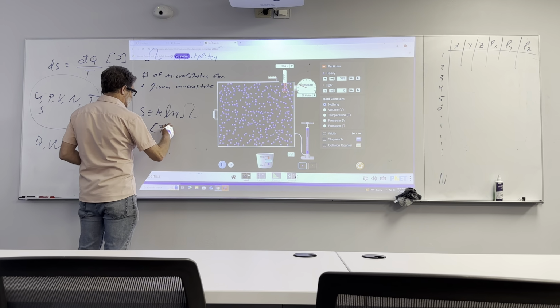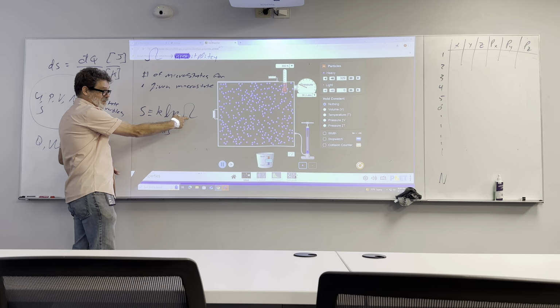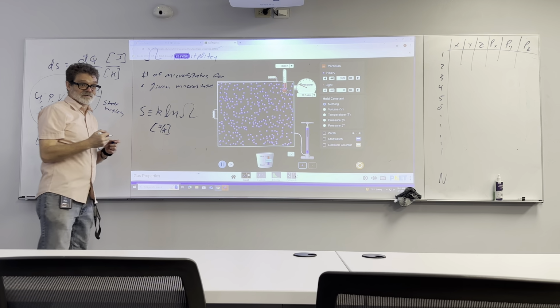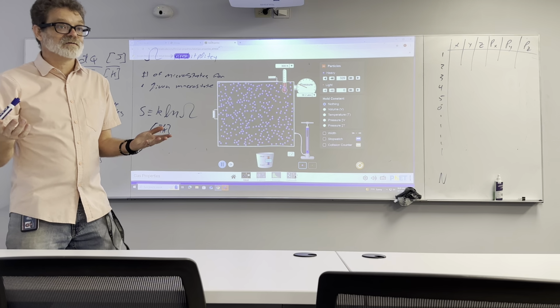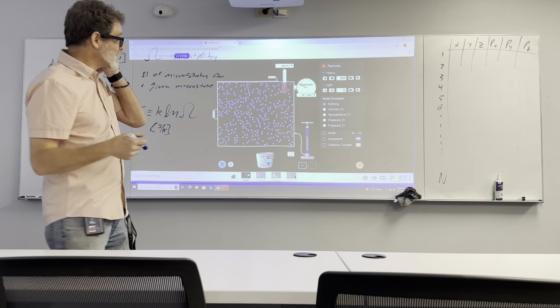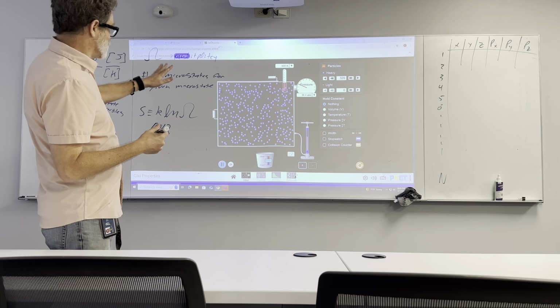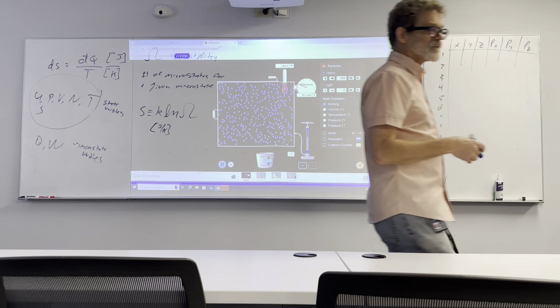The Boltzmann constant is joules per Kelvin. Multiplicity is dimensionless. It's just a counting, so it's dimensionless. Right? Okay, this is hard to fathom, trying to count all these.